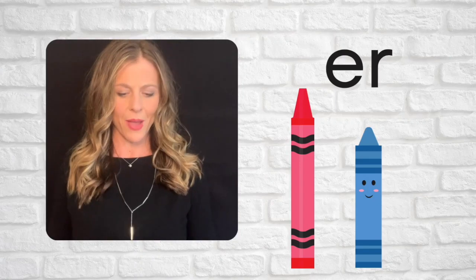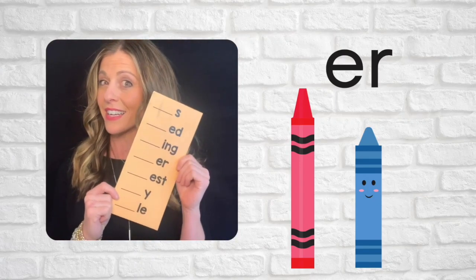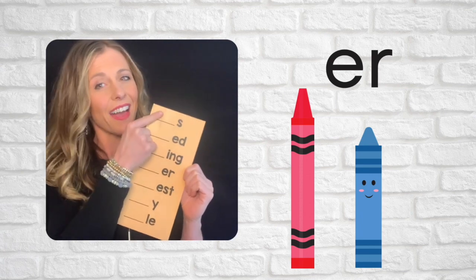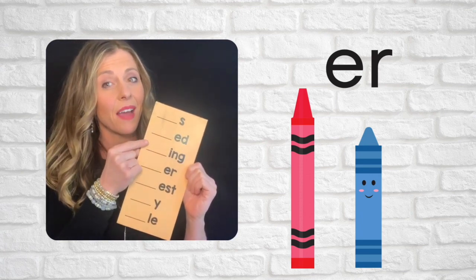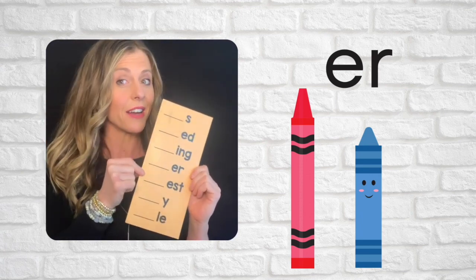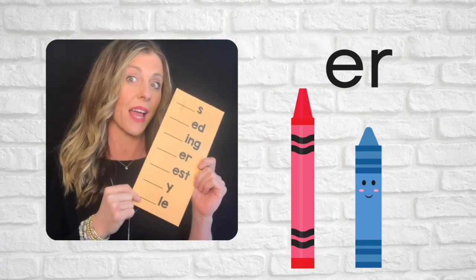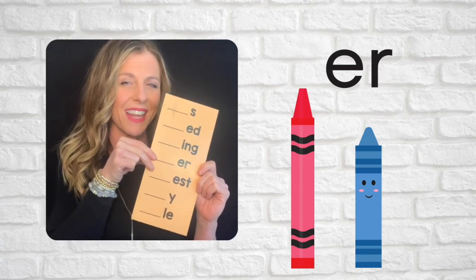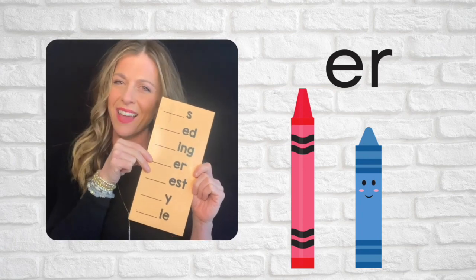It is time to talk about endings that can be added onto a word. We know we can add an S, ed, ing, er, est, y, and sometimes an le. Now, the two we're going to focus on today are er and est.